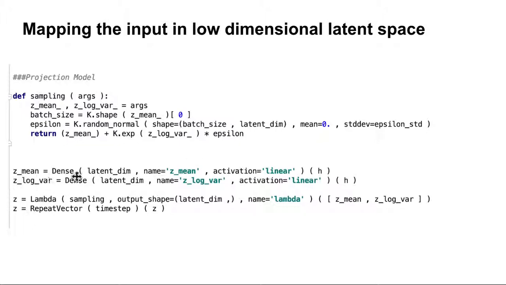These 2 different dense layers take the output of the encoder as input, and then this is the sampling function to create our input data, repeating through the different time steps as an input of the decoder.